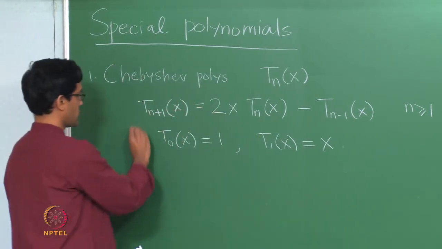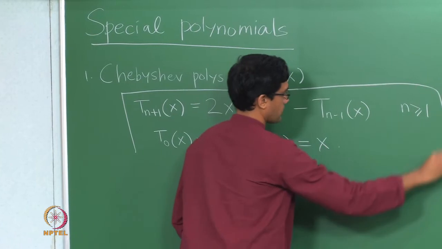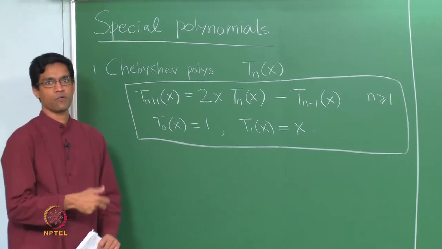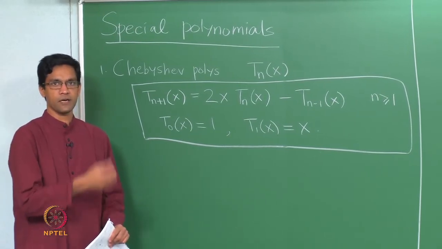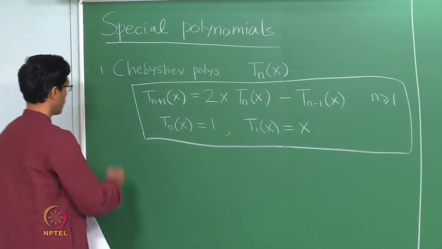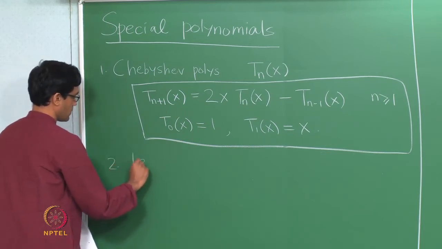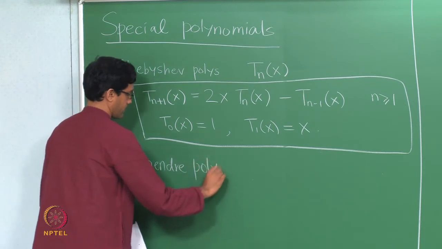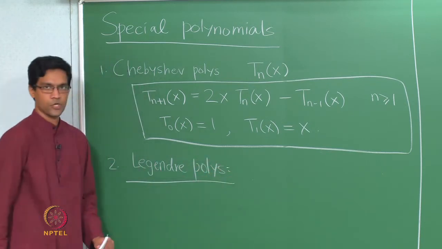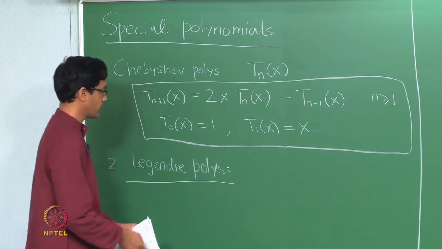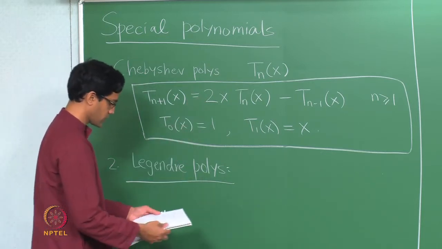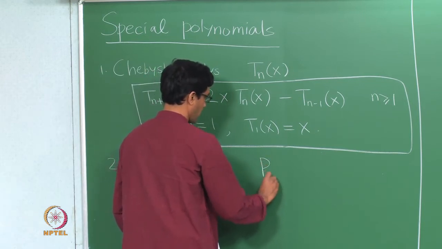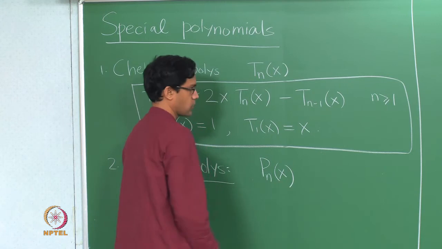So, this characterization of the Chebyshev polynomials in terms of a recurrence relation turns out often to be one of the most useful ways of defining other interesting classes of polynomials. So, what we will look at today is another class called the Legendre polynomials. Let us define these in pretty much the same way using a recurrence. Let us define a sequence of polynomials called Pn of x, which we will call the Legendre polynomials.